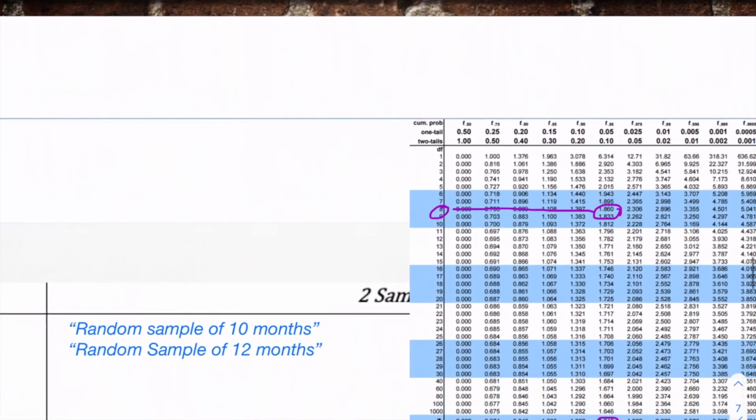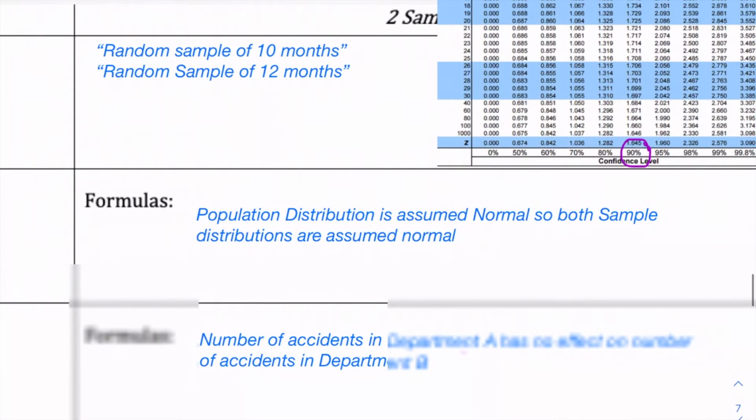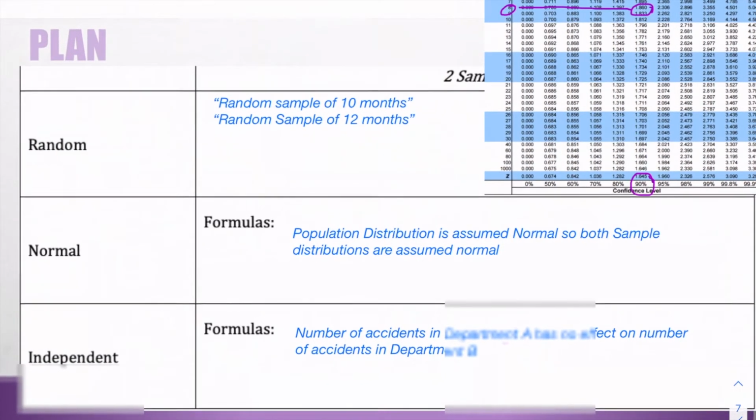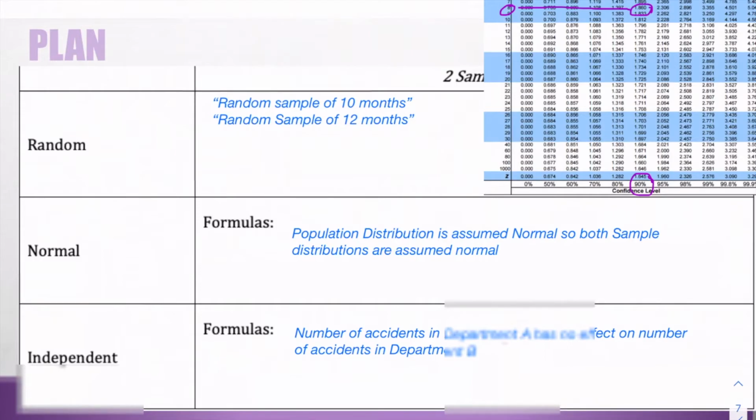Alrighty then. So I've already done the checks for you, so you can go ahead and screenshot these checks. These were actually some pretty simple checks. So the random samples, the population distribution is assumed normal in the problem, so the sample distributions are also normal. And you don't have to use the formula for this one because the number of accidents in Department A have no effect on the number of accidents in Department B, so they're definitely independent from each other. If you did use the formula, it'd be kind of difficult because you don't know the number of accidents total in each department, but you could also use the formula and just make a statement about that.